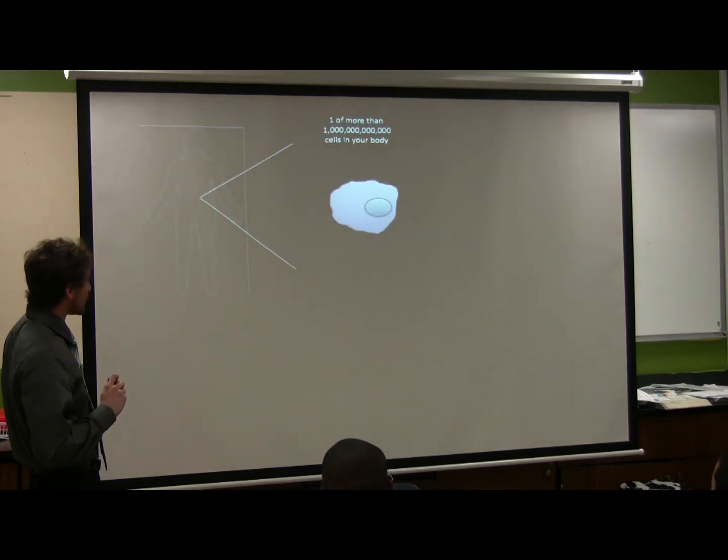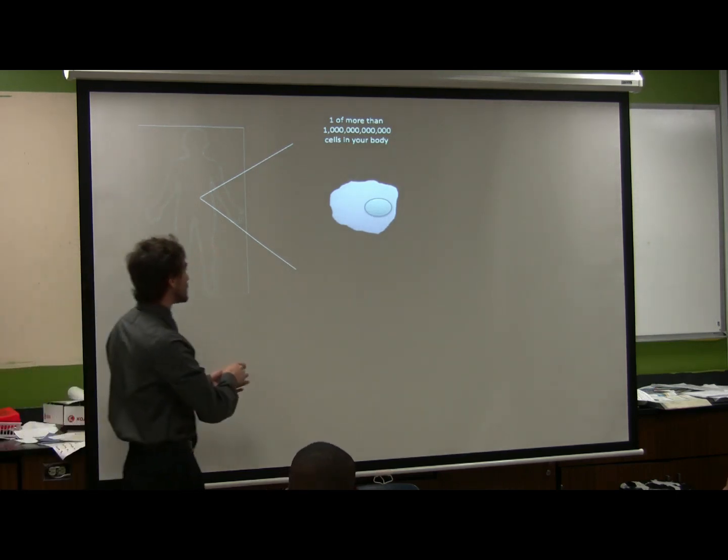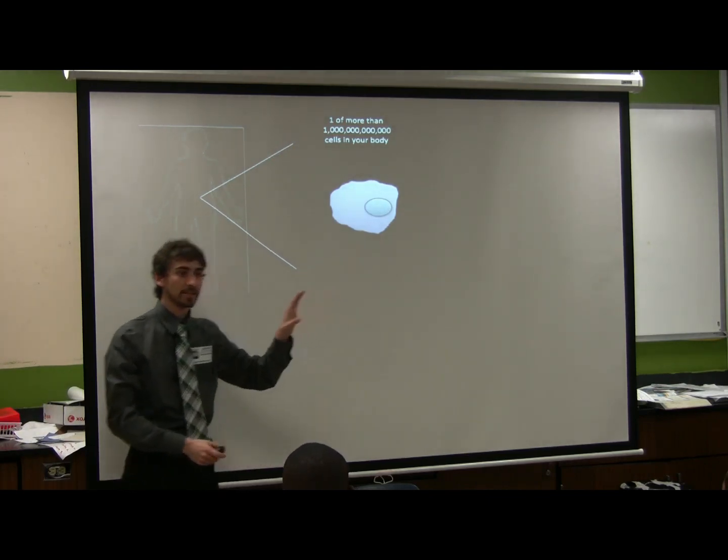Okay, so here I have a diagram of an outline of a person, and what I've zoomed in on is a single cell inside of a human being.